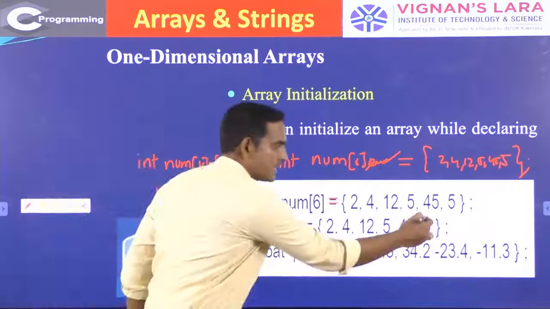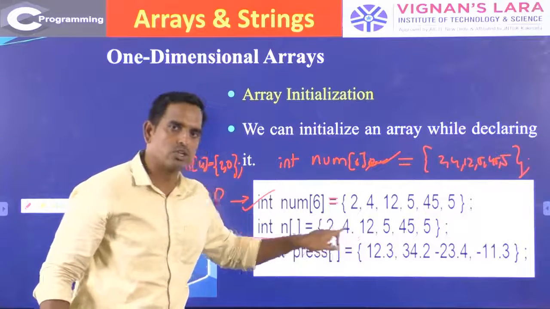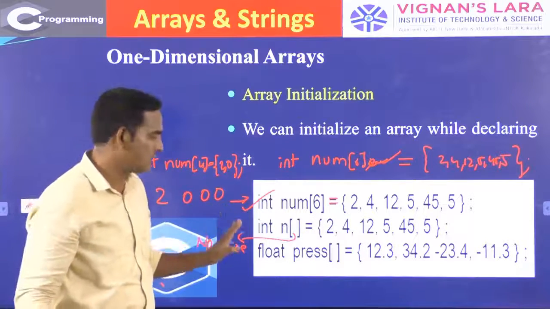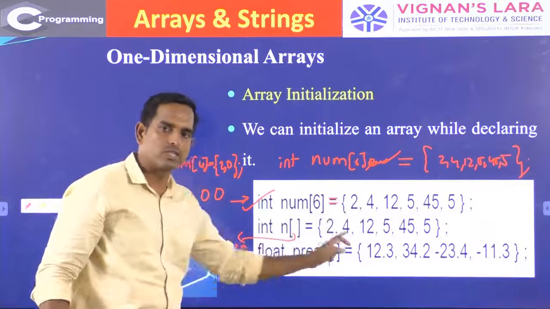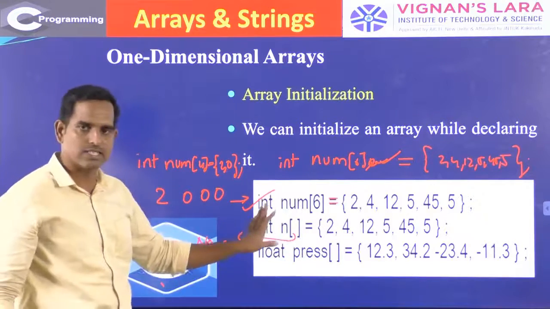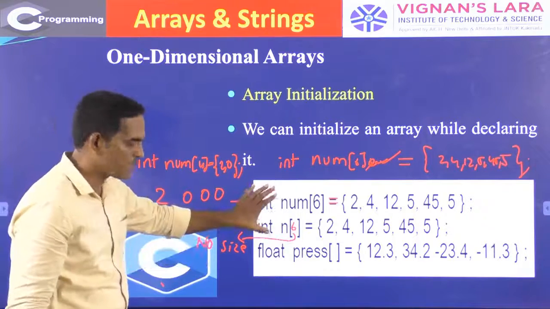It will directly take how many values you are giving. So if here you have taken 6 values, it will take the size as 6 automatically. The compiler will understand that this particular array is going to have 6 elements, and it will initialize those 6 elements and set the size to 6 automatically. Okay, this is how you can initialize.